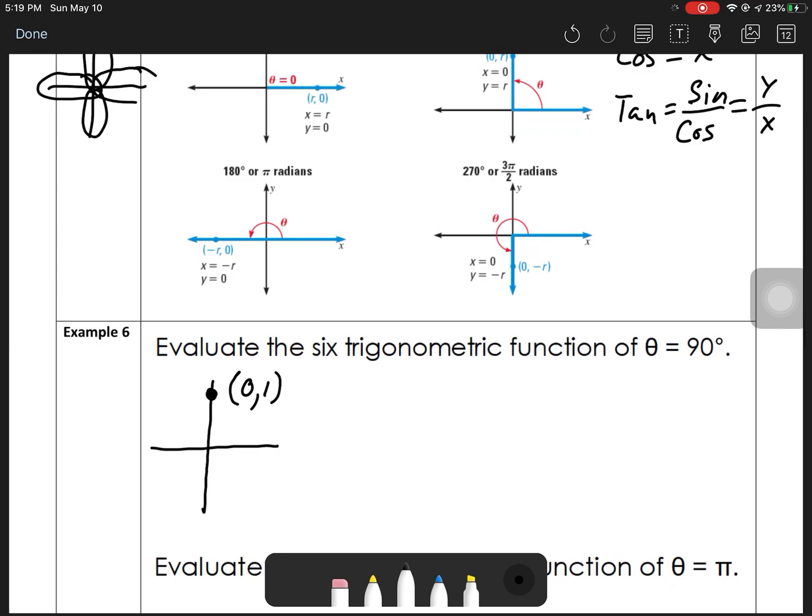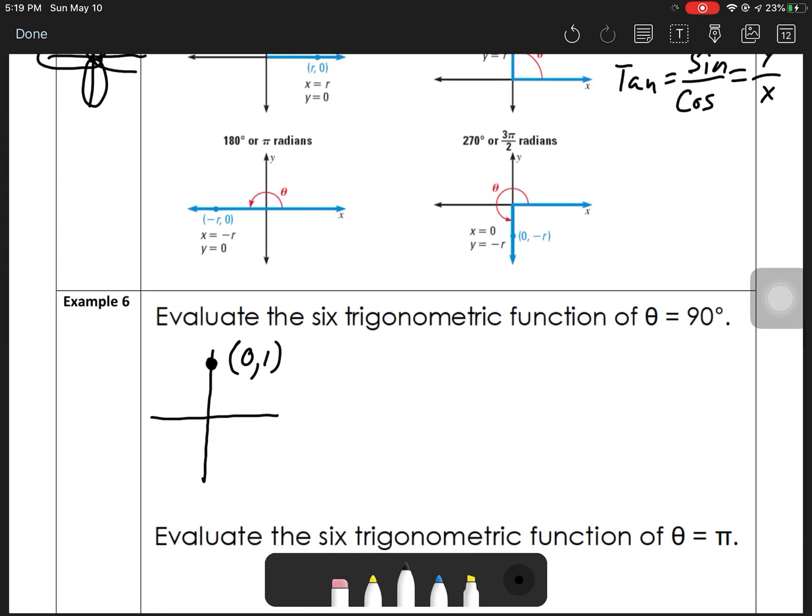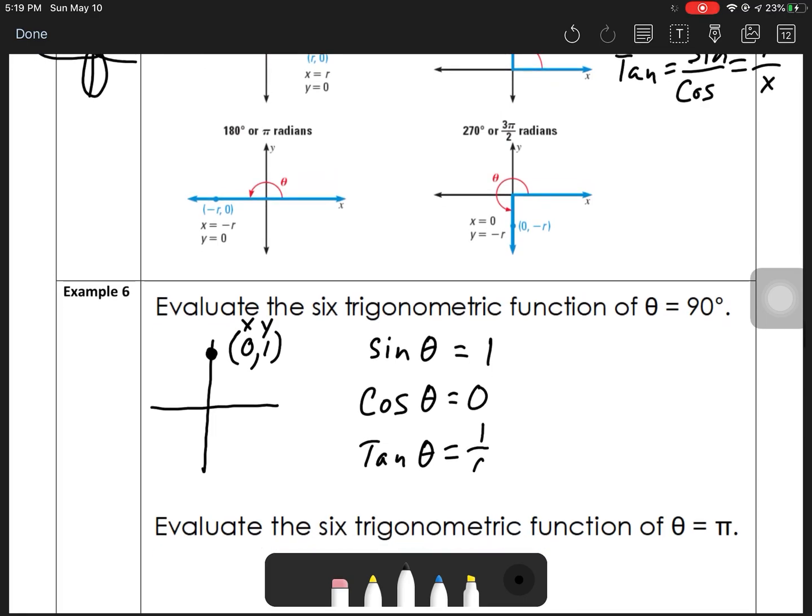Now earlier I told you to think of sine and cosine as x and y. So if we're going to find the sine theta, the cosine of theta, and the tangent of theta, this is x and y. Sine is the y value, so in this case our y value is 1. And then the cosine is the x value, which is 0. And now tangent. Tangent is sine over cosine, which would be 1 over 0.